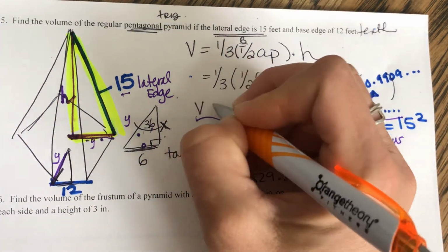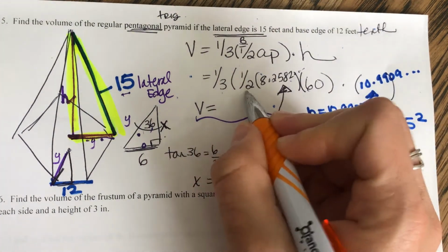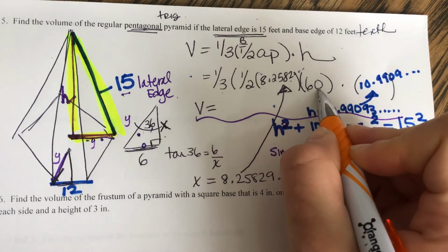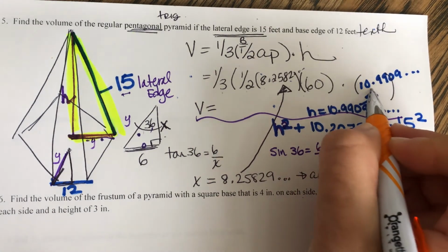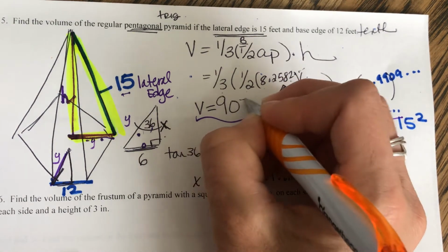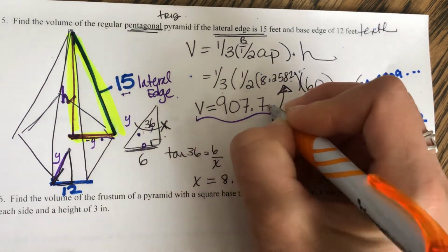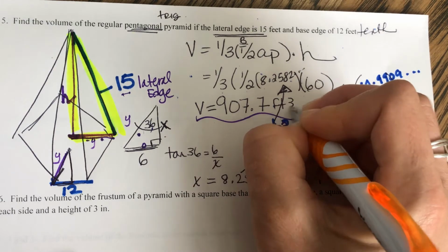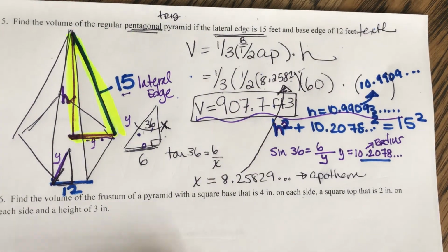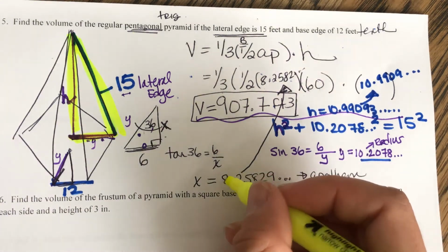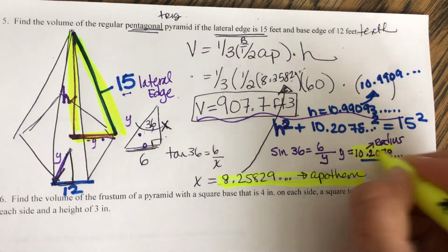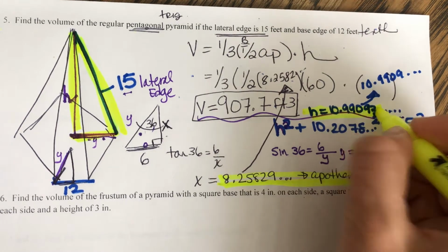Your final answer with 1/3 of 1/2 of your apothem, which is 8.2 something something, times the perimeter of 60, times the height of the pyramid at 10.9, you guys get 907.7 feet cubed. So yes, that is a lot. So here we go again. This one was for your apothem if you guys are doing it with me, so you have your numbers. This was for the radius, and this was for the height.